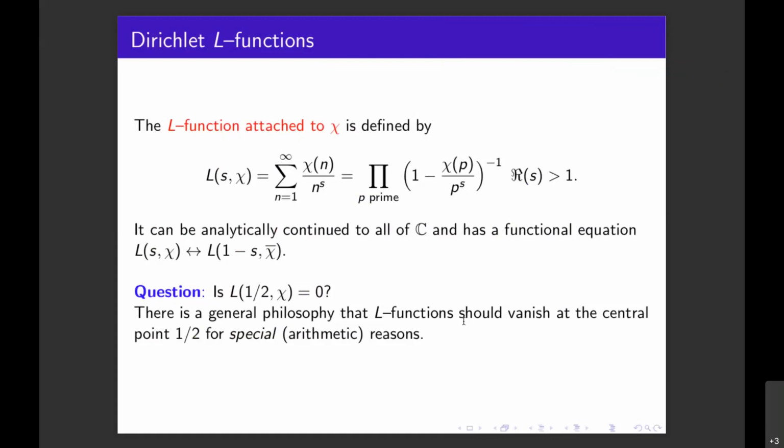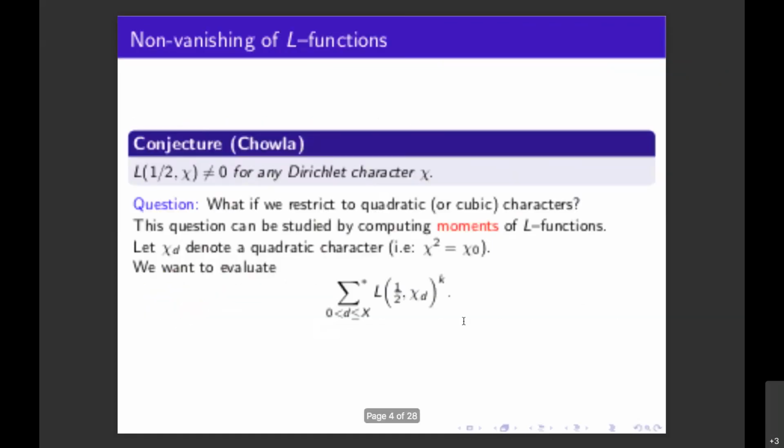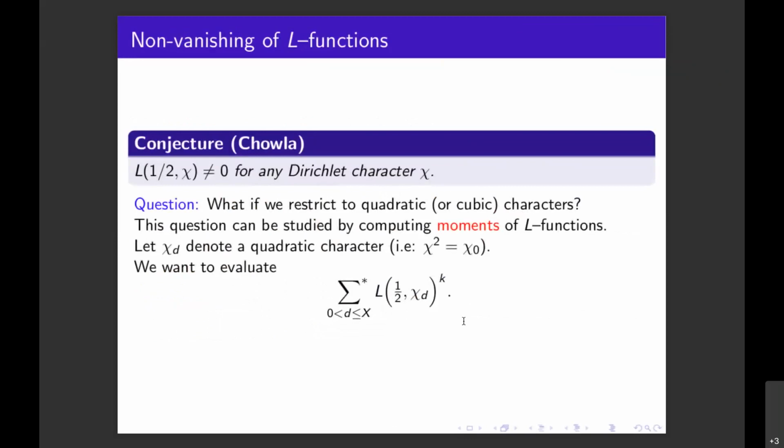Now for these Dirichlet characters, we don't really believe that there should be a special reason for the L function to vanish. So a conjecture of Chowla says that the L function should never vanish at the point 1/2 for any Dirichlet character. Now this is a very strong conjecture. We're quite far from proving the full Chowla conjecture, but we can prove some partial results towards it.